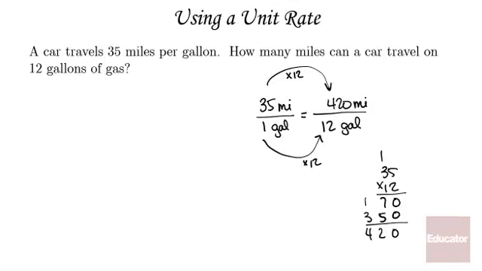So this differs from the last problem because we were looking for the unit rate, so we divided to get to the smaller value of 1. And this time we're given the unit rate and we want to multiply to find the larger value when we have more gallons.